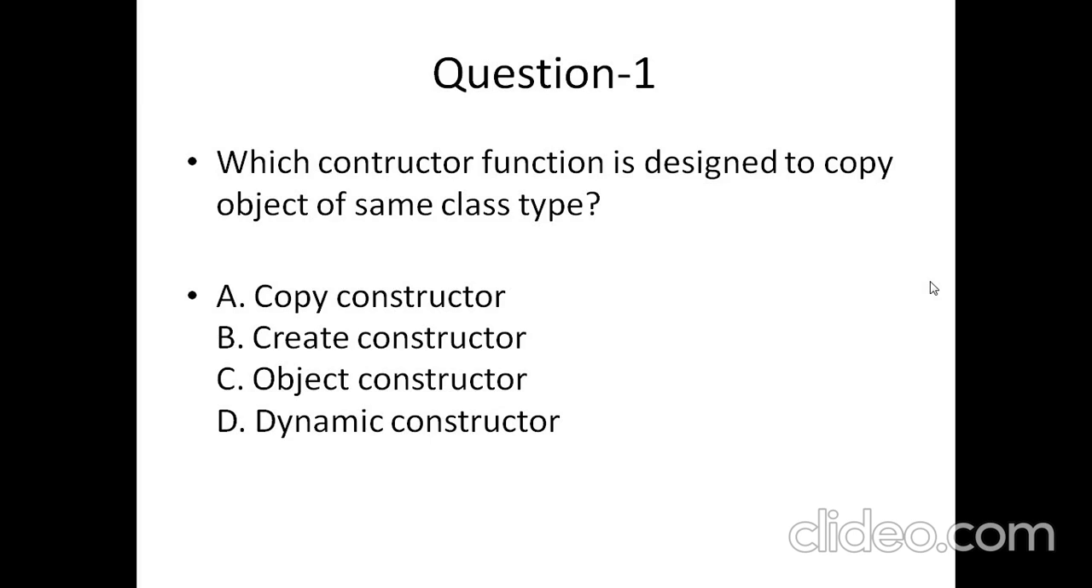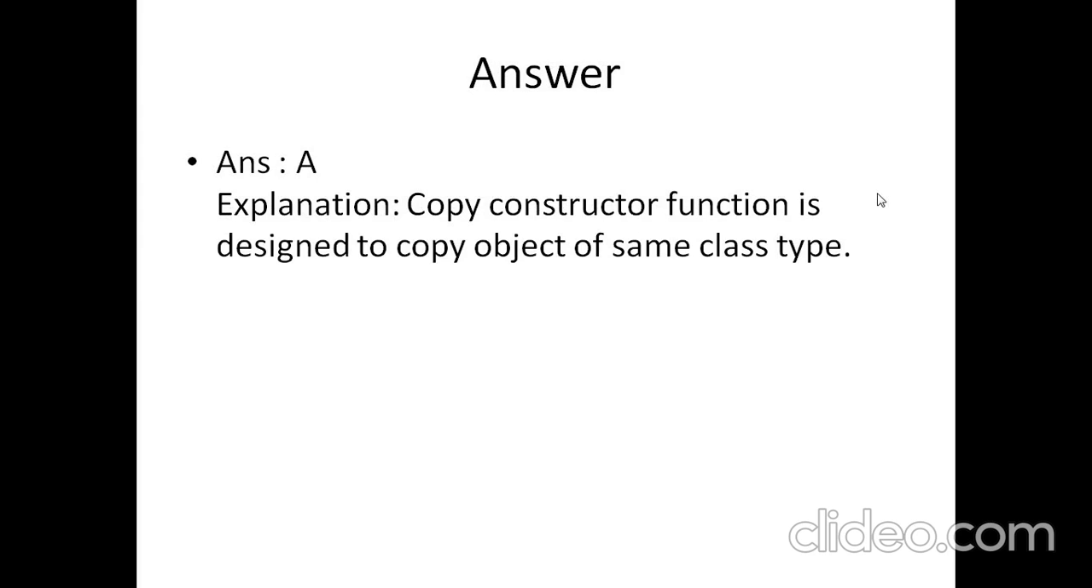Totally three types of constructors are there. First one is the default constructor, second one is the parameterized constructor, third one is the copy constructor. Which constructor function is designed to copy an object of the same class type? And the answer is copy constructor. It's the function designed to copy an object of the same class type.